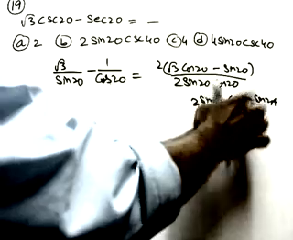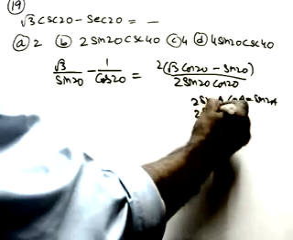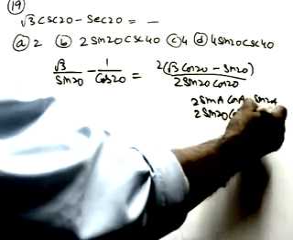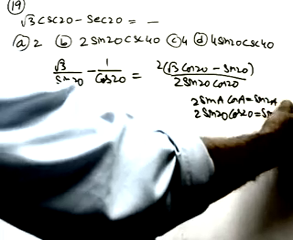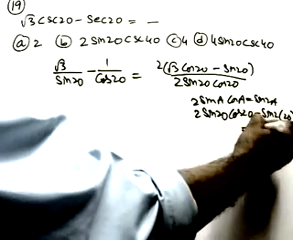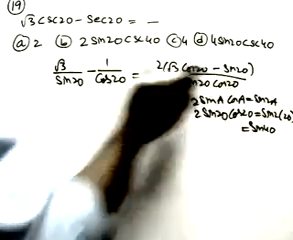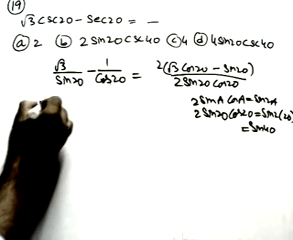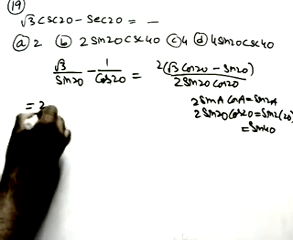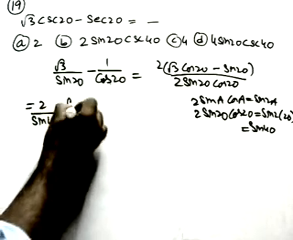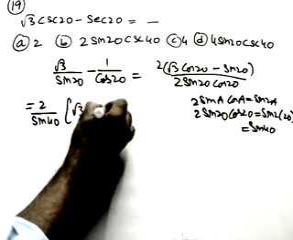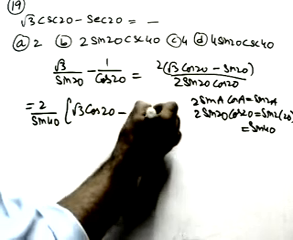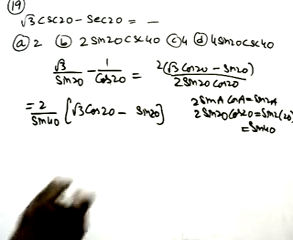So this will become sine 2A: 2 sine 20 cos 20 equals sine 2 into 20. Now 2 20s are 40, so this will become sine 40. I am writing it like this: 2 by sine 40. What is left here? Root 3 cos 20 minus sine 20.